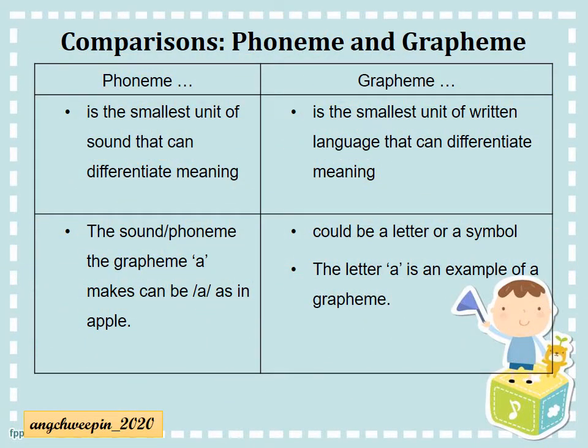What are the differences between a phoneme and a grapheme? A phoneme is the smallest unit of sound that can differentiate meaning, whereas a grapheme is the smallest unit of written language that can differentiate meaning. The sound of the grapheme A can be A as in apple. A grapheme could be a letter or a symbol. The letter A is an example of a grapheme.